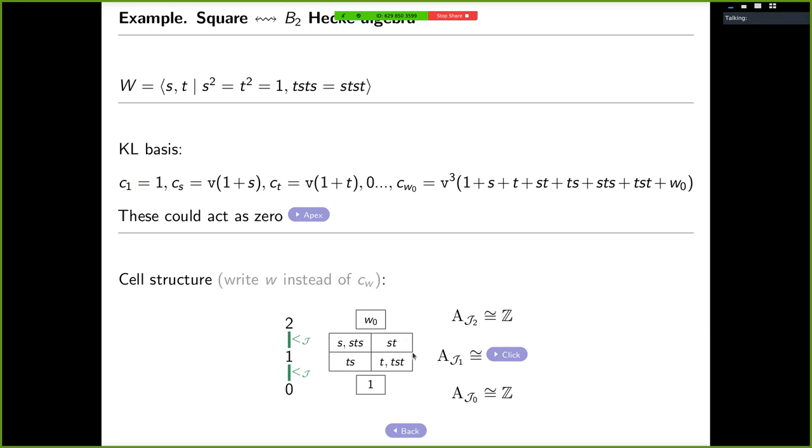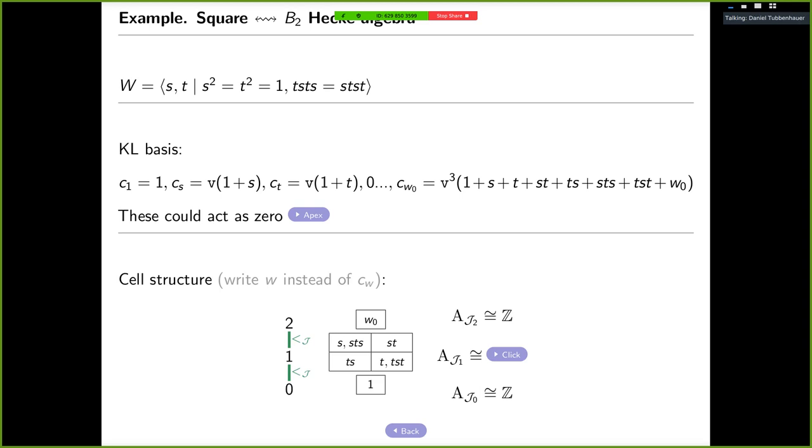So the big square is the J cell I'm interested in, the two-sided cell. The columns would be left cells, so you can define a two-sided order or a left order or a right order, and the rows are right cells, and the small things are intersections of left and right cells, which people sometimes call H cells. Anyway, it doesn't really matter. This is how it looks.